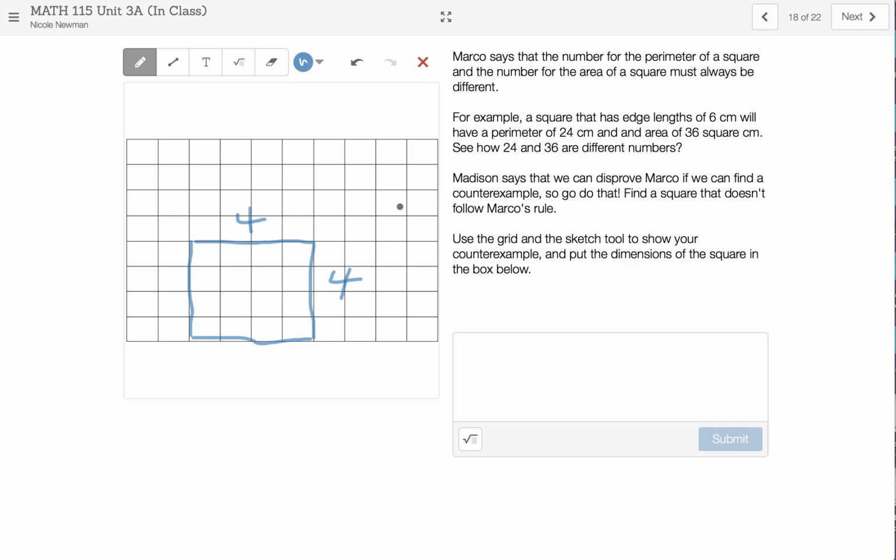One is square units and one is plain units. It does provide a counterexample to Marco's statement though.